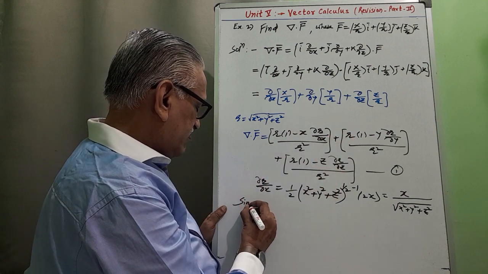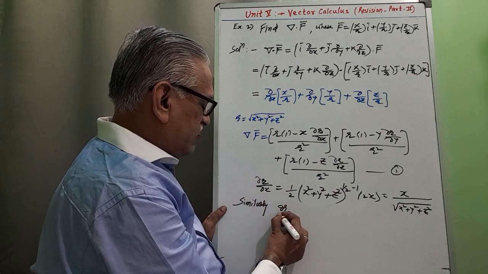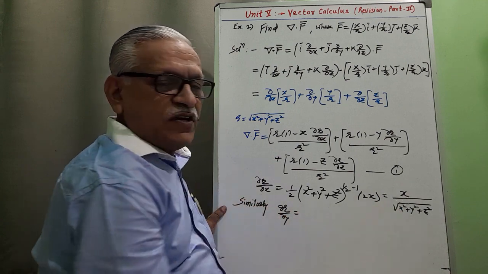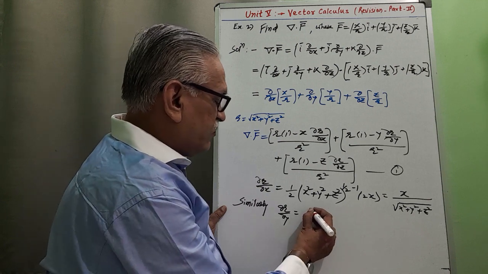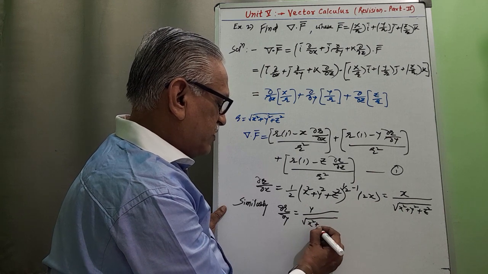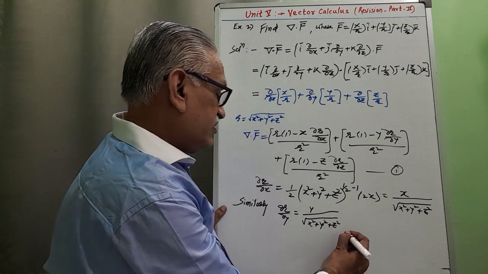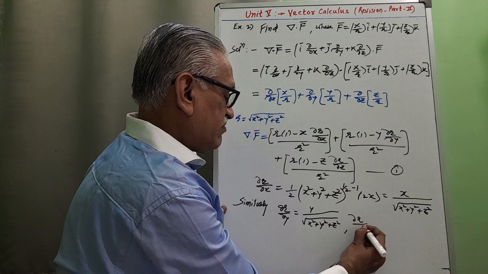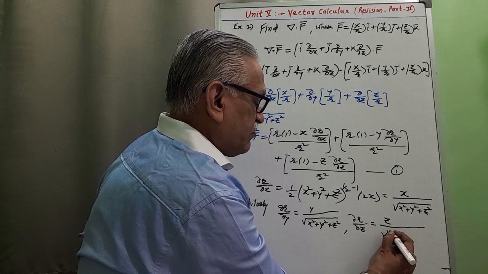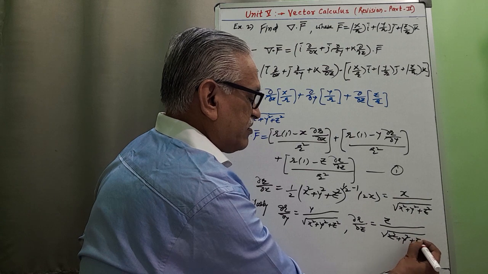And then we can write down similarly the result for the remaining two. Therefore, similarly, ∂r/∂y, when we differentiate with respect to x we get the term of x, and when we differentiate with respect to y, we have the term of y divided by root of x square plus y square plus z square, and ∂r/∂z as z upon root of x square plus y square plus z square.